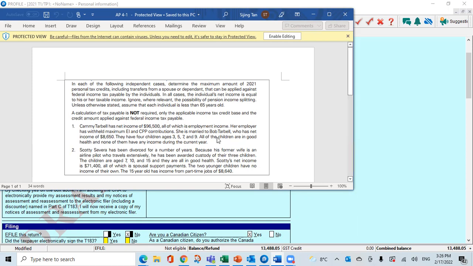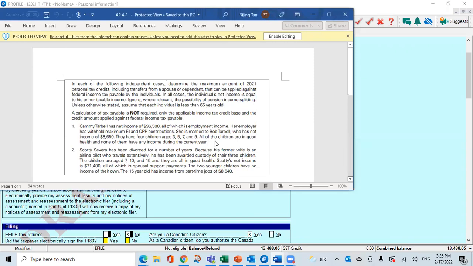So when we see the first question, Cami has net income of $96,500 and all is employment income. So the total employment income is $96,500. Her employer has withheld maximum EI and CPP. So those are already given to you. That is the EI and the CPP credit. And she's married to Bob, who has net income of $8,000. They have 4 children, 3, 5, 7, and 9. All of the children are in good health and none of them have any income during the current year.